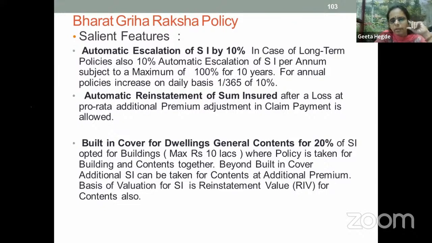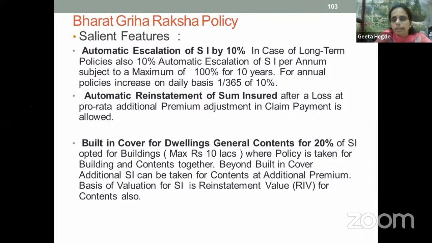Automatic reinstatement of sum insured after a loss at pro rata additional premium. Claim payment is allowed. Once the claim is paid, your sum insured gets reduced by that much amount. So to bring your sum insured to the original, the premium has to be paid and the sum insured brought back to the original. That is the automatic reinstatement of sum insured. This policy uses the word restoration of the sum insured.